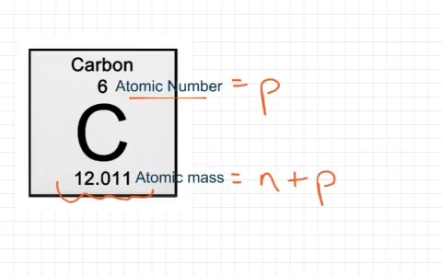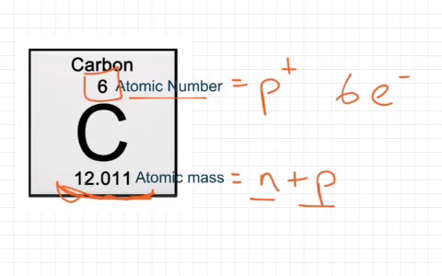The hidden information in the periodic table is how many electrons there are. So usually we assume that we're looking at a neutral atom. And if we know that protons are positive and there are 6 of them, and we're assuming that this is a neutral atom of carbon, then there would also have to be 6 negatively charged electrons for the 6 positives to be canceled out. So the atomic number represents protons and electrons. The atomic mass represents the neutrons and the protons added together.